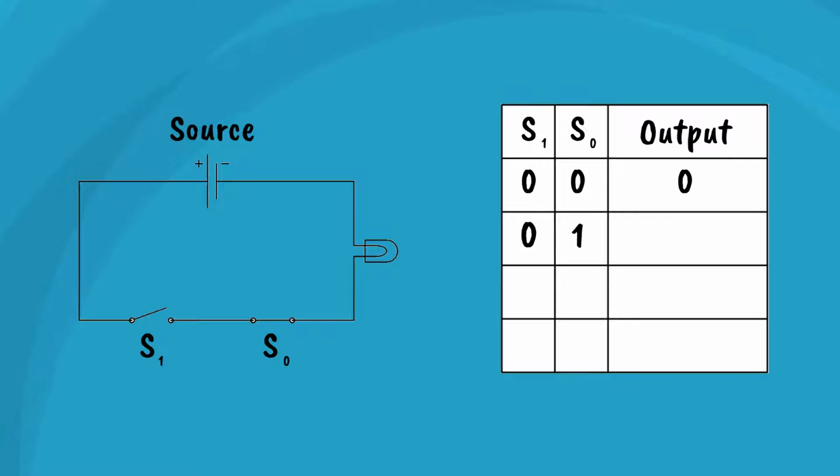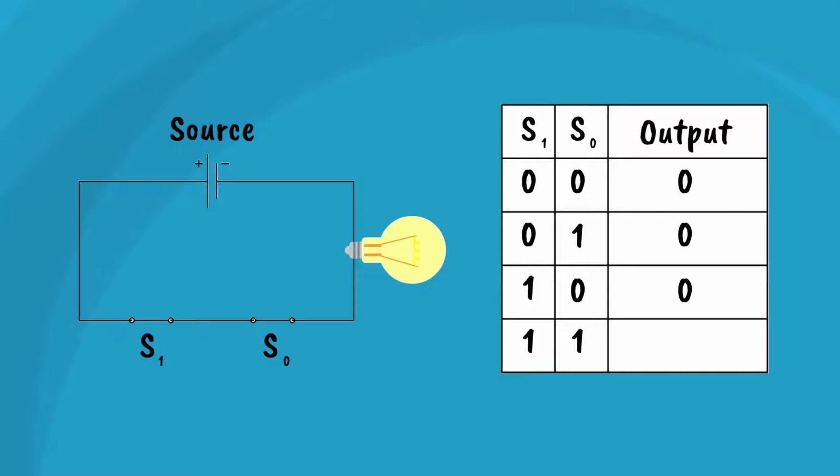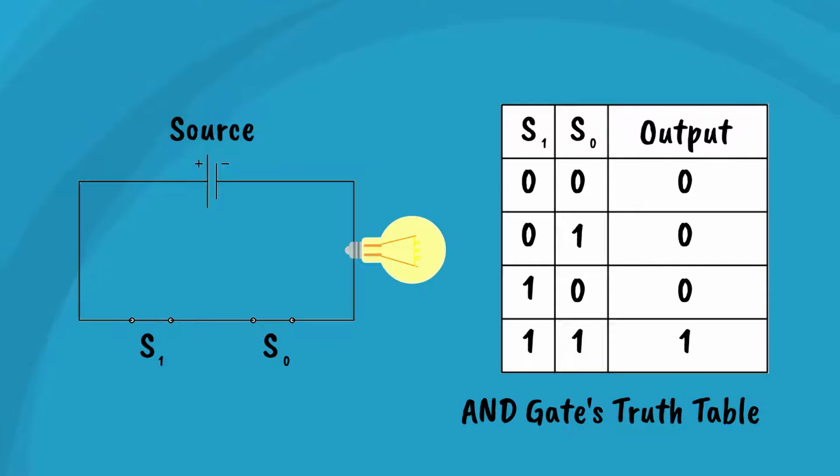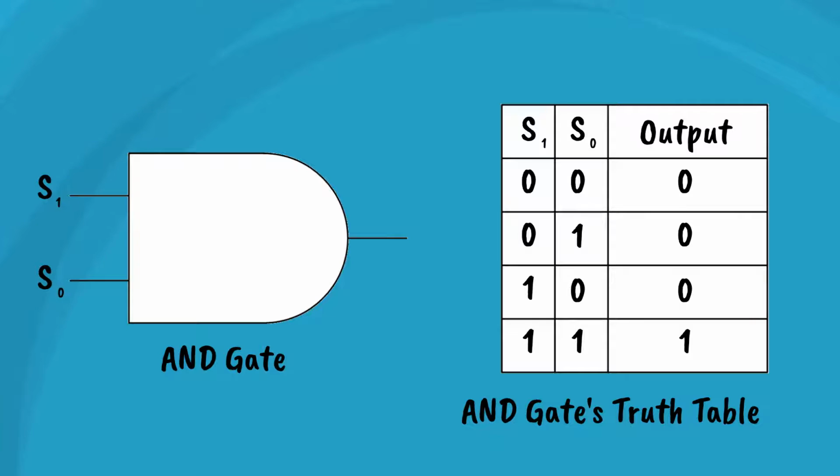When S0 is true and S1 is false, the output will be false. When S0 is false and S1 is true, the output will still be false. When S0 is true and S1 is true, only then will the output be true. What we just created is called a truth table, and it describes how the AND gate operates.